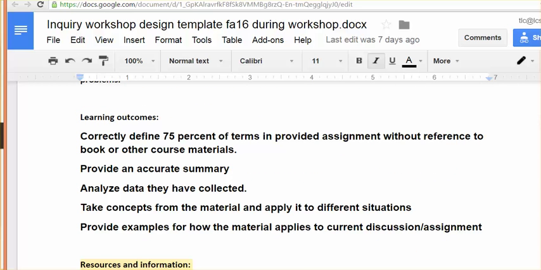Just to end though, I should have put this up before. These are the learning outcomes that we came up with for our guided inquiry exercise.